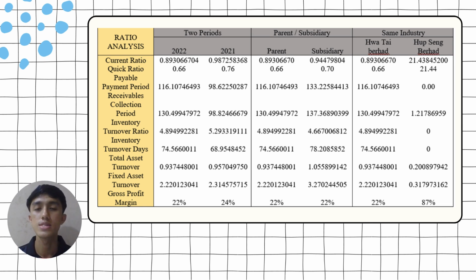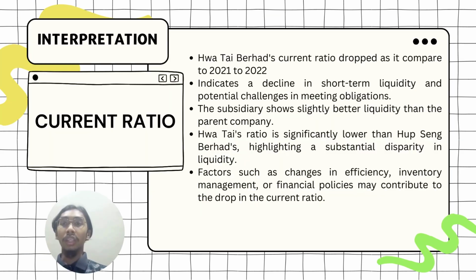This is our ratio analysis answer. We have 9 ratio analyses, which are current ratio, quick ratio, payable payment period, receivable collection period, inventory turnover ratio, inventory turnover days, total assets turnover, fixed asset turnover, and also gross profit margin. For that, we have 3 comparisons. The first one is a comparison between two periods, which is the year 2022 and year 2021. The second one is a comparison between group and separate entity, where we choose Huatai as the parent and its subsidiary. The third one is a comparison with another entity in the same industry, which is Huatai Berhad and also Hup Seng Berhad.